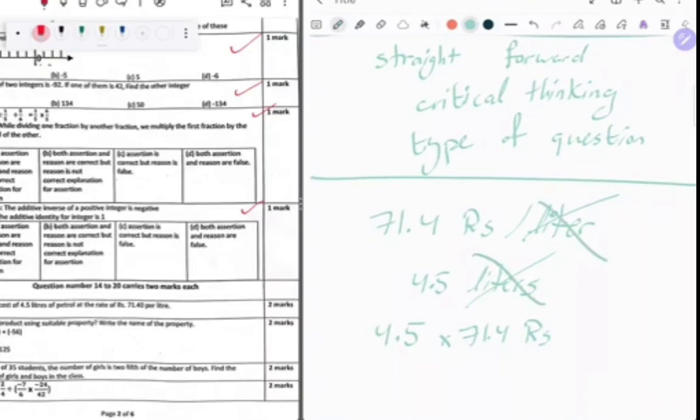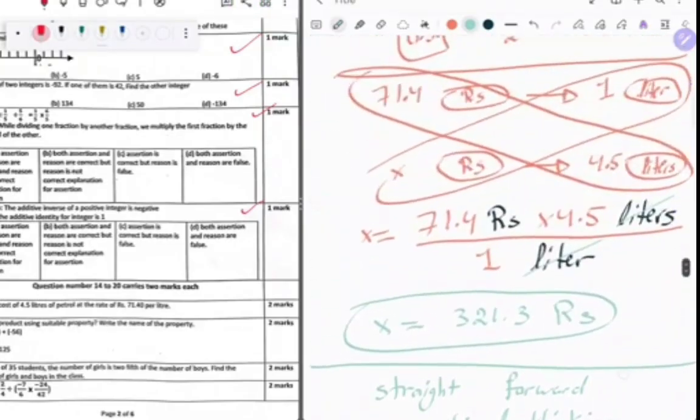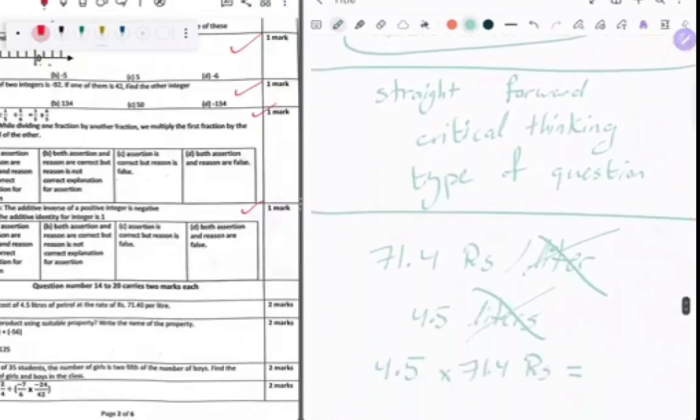Now I removed them automatically. I didn't really need to think. Do you usually do this in real life? Do you think, okay, 4.5, do I need to consider liters? No, I already removed liters from my head. So now I need to multiply the 4.5 with the 71.4 in order for me to get the same answer as over here, 321.3.